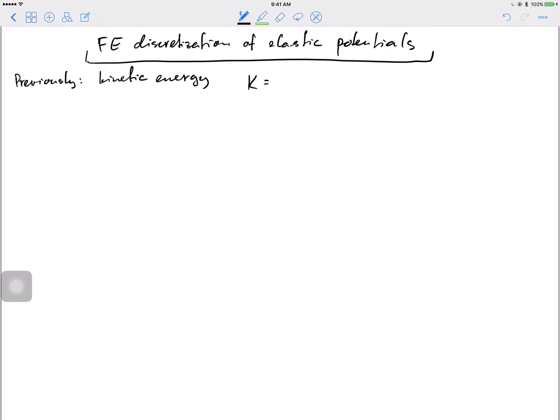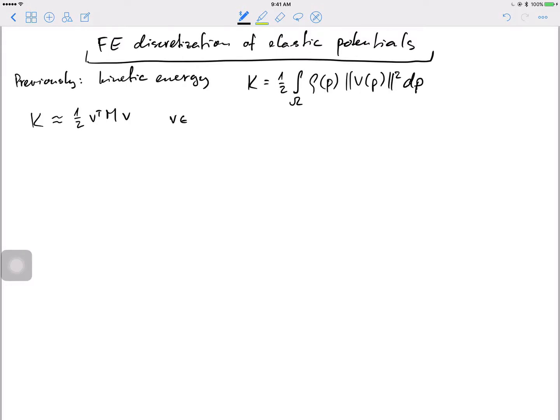So kinetic energy, just to remind you, in the continuous world is the integral over your domain omega, and it's the density times the square of your velocity integrated over the entire domain. And what we did the last time is we created a finite element approximation. That's what I kind of mean by this double tilde, like almost equal. And that boiled down to V^T M V, where V is a 3n-dimensional vector, sorry, I meant R^3n, the usual thing that stacks V1 to Vn.